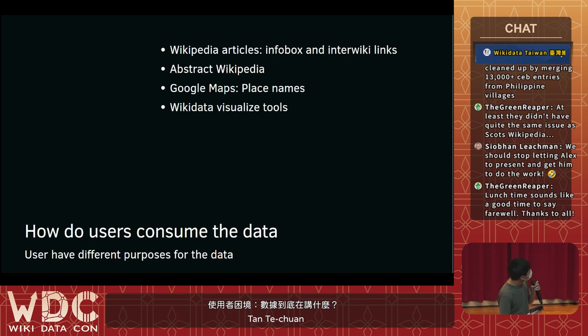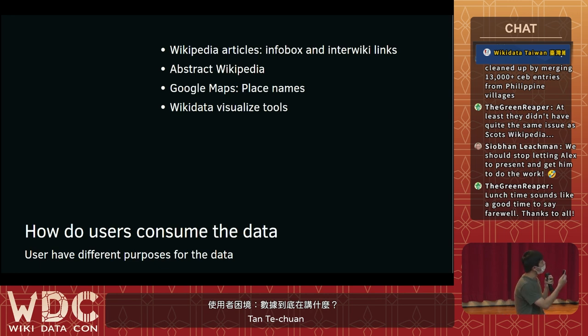So I want to let everyone think about how our data users read the data. I found some examples of existing data users. The oldest data user was probably Wikipedia, because maybe 10 years ago, Wikipedia used Wikidata as a tool for managing inter-wiki links. That means you can link the Chinese article to the English article, and maybe to other languages like Japanese or Korean.